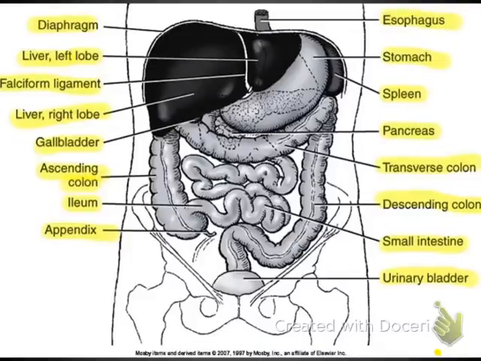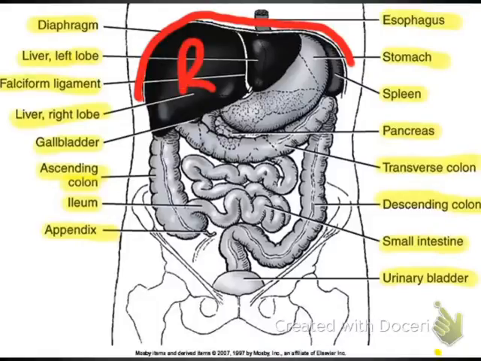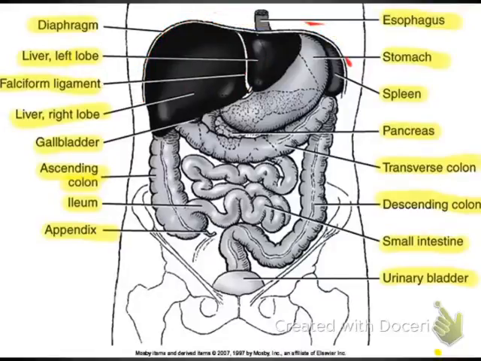Okay, in this image, we see that we have pretty much the entire abdomen labeled. We have the diaphragm, which is completing the superior border for the liver. We have the right lobe of the liver here, the left lobe of the liver, and the falciform ligament here. Just on the posterior portion of the liver, we have the gallbladder. And then we actually have some of the stomach labeled as well.